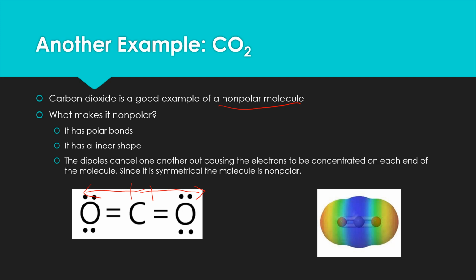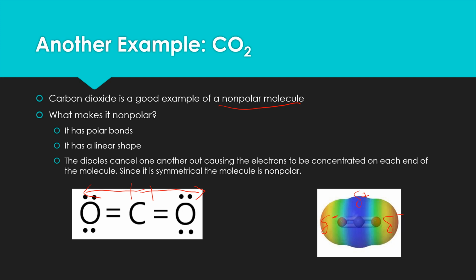Because of the linear shape, the dipoles cancel one another out, causing the electrons to be concentrated on each end of the molecule. Since we have this symmetry, the molecule is nonpolar. All right, so we do get a little bit more of a positive charge in the middle and a slightly negative charge on each end, but the two ends are equal to each other. So we do not get a polar molecule.